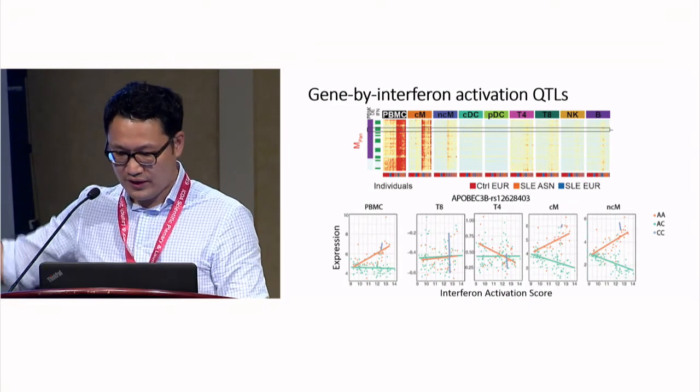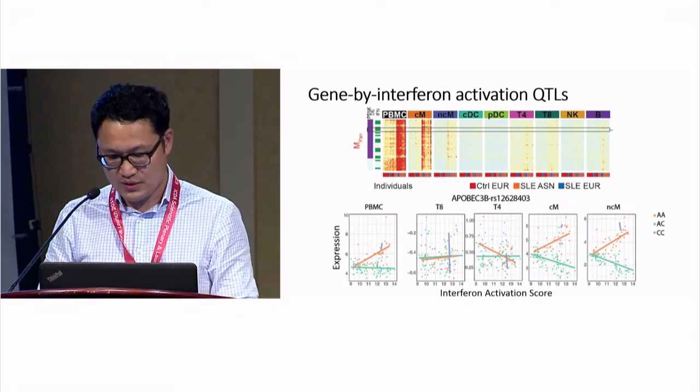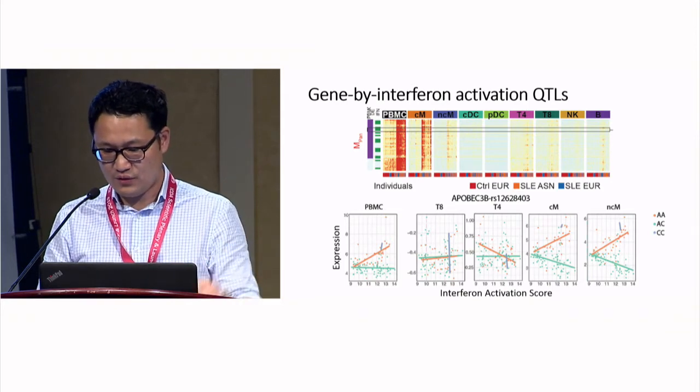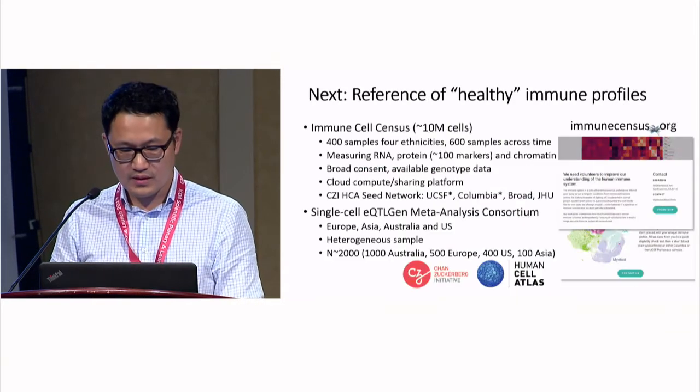So individuals who are heterozygous, the correlation between APOBEC3B expression and interferon is negative, and for individuals who are homozygous, it's positive. So what's next?